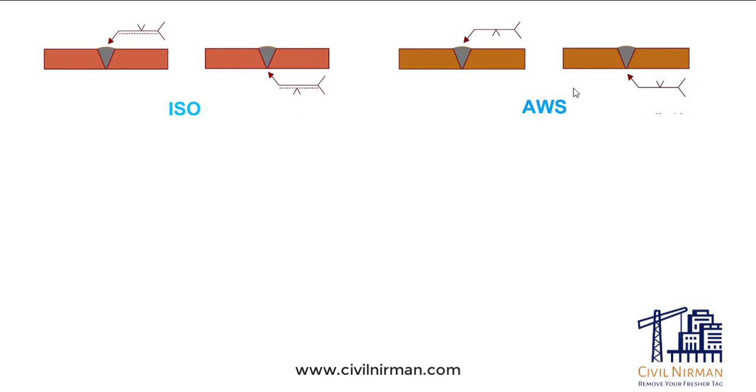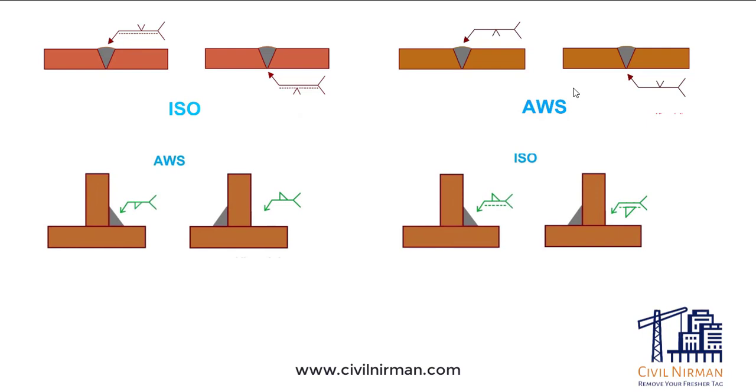See, in the ISO system, the symbols on the solid line always refer to the arrow side of the joint, and the symbols on the dash line indicate a weld on the other side. The dash line can be drawn either above or below the solid line, but as per standard practice, the dash line is placed below the solid reference line.